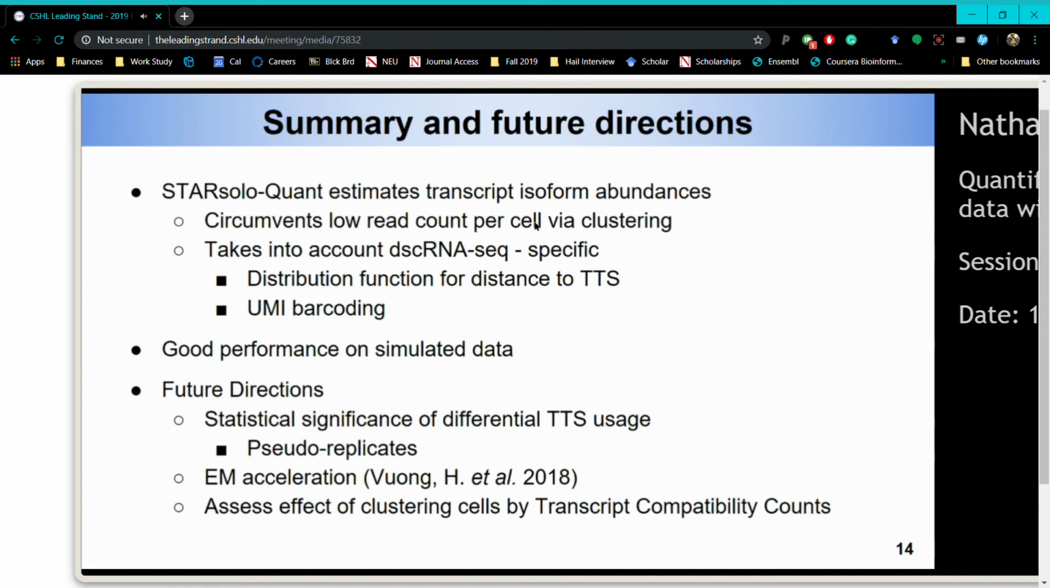And in the future, what we'll do is try and analyze the statistical significance of differential TTS usage by doing what we call pseudo-replications, where we take a cluster, separate it into two, perform expectation maximization for each cluster, and compare them to see the relative effective noise between these. And we also are looking to accelerate the expectation maximization step using one of the methods that Rob Patro mentioned earlier, and also assess the effect of clustering by transcript compatibility counts as opposed to gene expression.